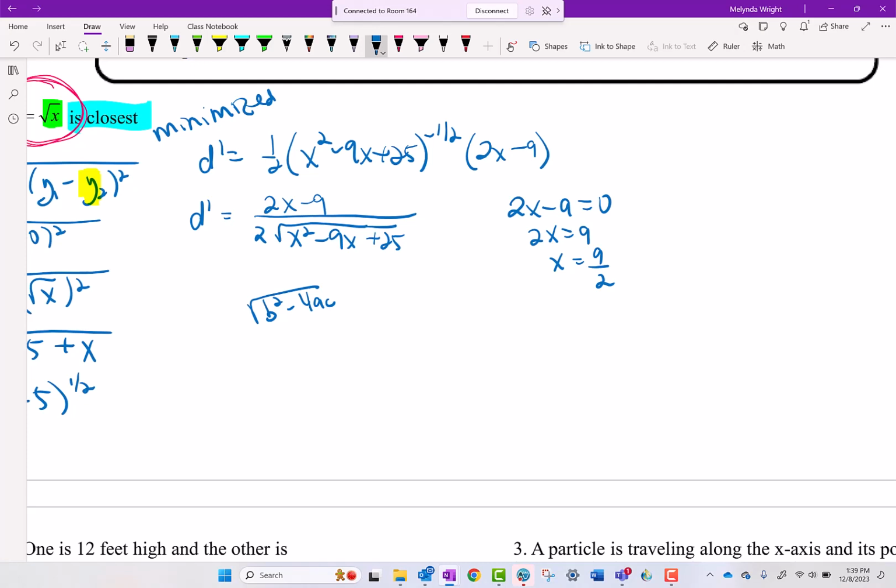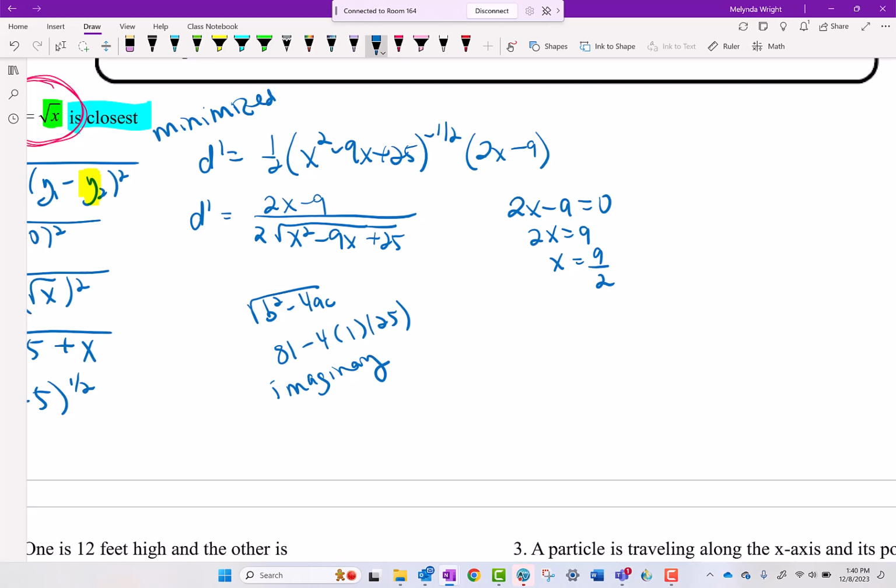So b squared, so that would be 81 minus 4 times 1 times 25. Is that going to yield a positive or negative number? That's going to be a negative number. So what does that mean about the denominator? Is that ever going to be 0? No, that's not. So we don't have any of those kinds of critical numbers. So we don't need to worry about this would be imaginary.